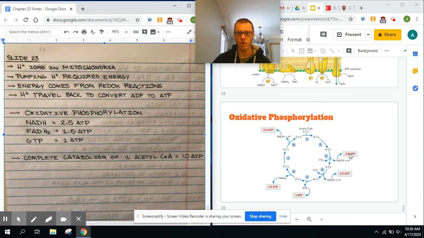We got our NADH here, we get 2.5. NADH here, 2.5. That's 5, right? 2.5 and 2.5 is 5. Our GTP is 1 ATP, so that's 6. FADH2, that's 1.5 ATP, so 6 plus 1.5 is 7.5. And then our NADH gives us 2.5 ATP. 7.5 plus 2.5 gives us 10. Every time we dump one acetyl CoA into this cycle, we're generating 10 ATP when everything is firing on all cylinders. This is how we generate energy.